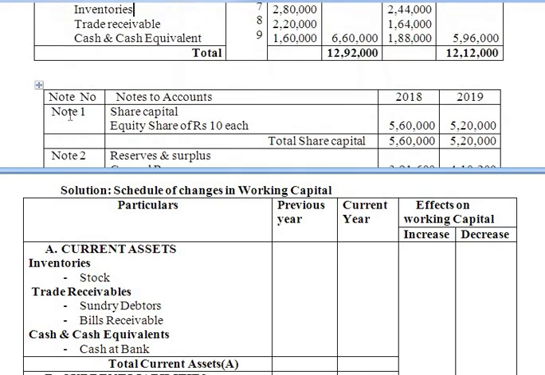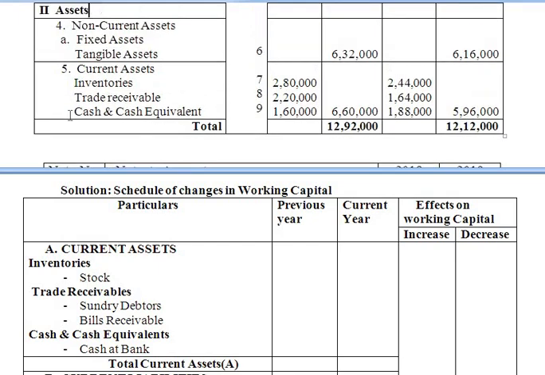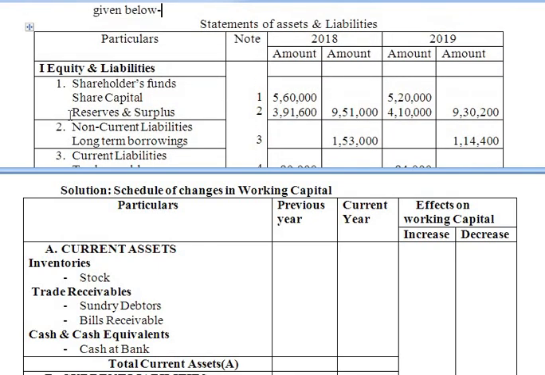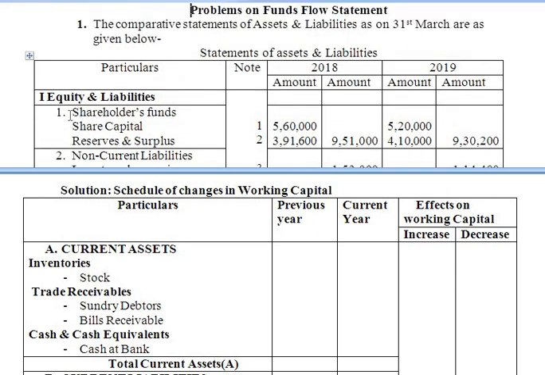With the help of this we need to find out the increase or decrease in working capital, and for that we need to prepare the schedule of changes in working capital. After the problem, in the next line write solution, schedule of changes in working capital, and draw this statement for at least one page, and this is the format.